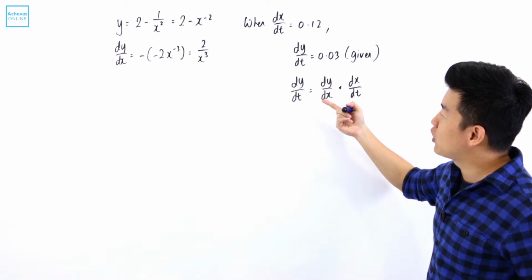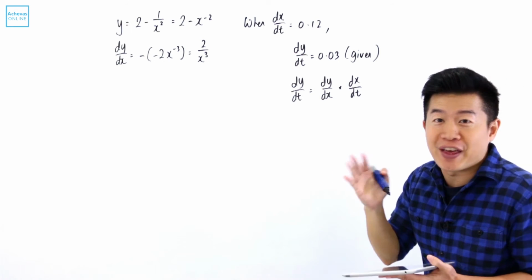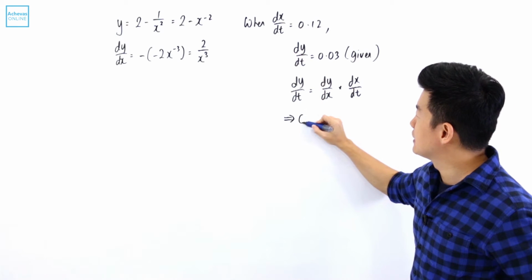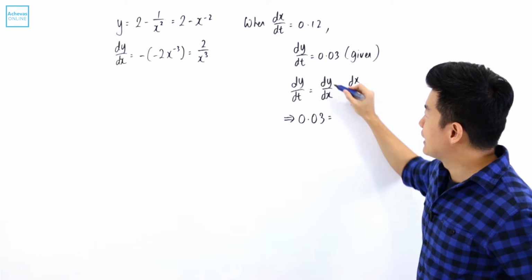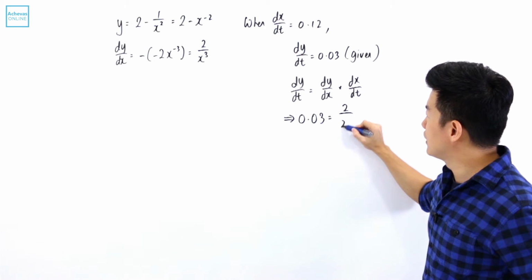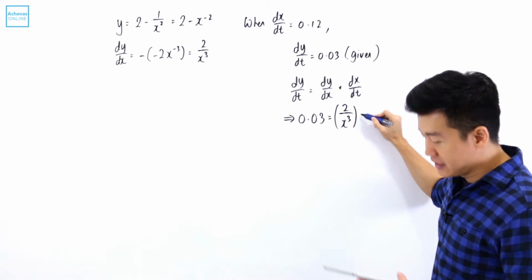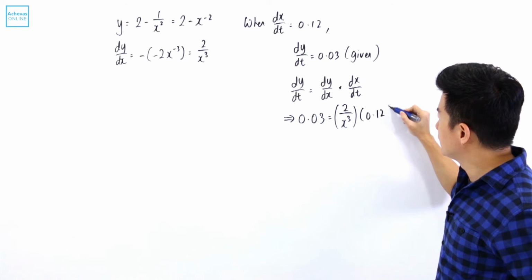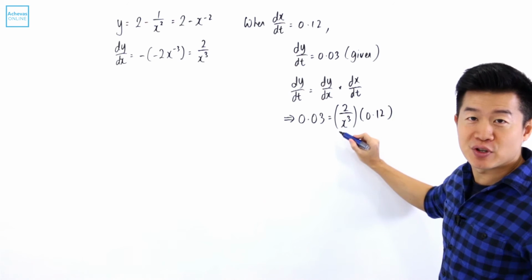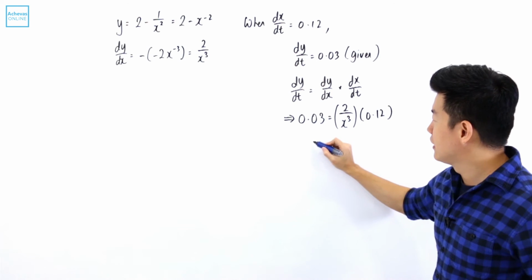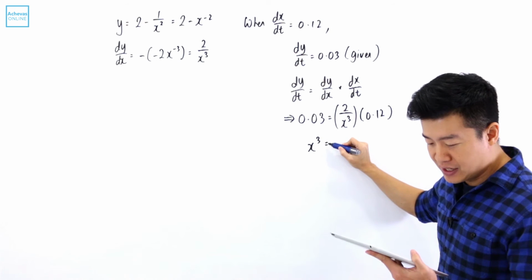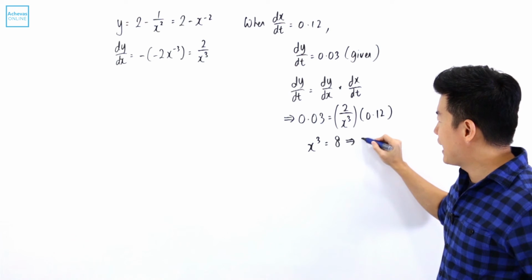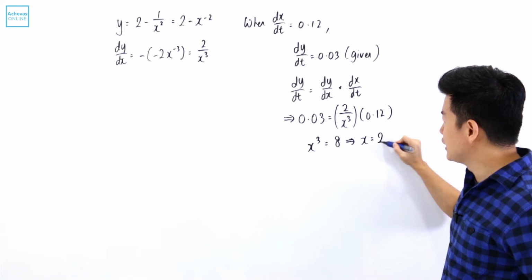So let's substitute all the values in so that I can solve for that value of x. From here, dy/dt is 0.03 and dy/dx is 2 over x to the power of 3, and this is multiplied to dx/dt, so 0.12. This is that equation in terms of x. We will try to solve for x. That means x to the power of 3 is equal to, if I use my calculator, 8. So x is going to be equal to simply 2.